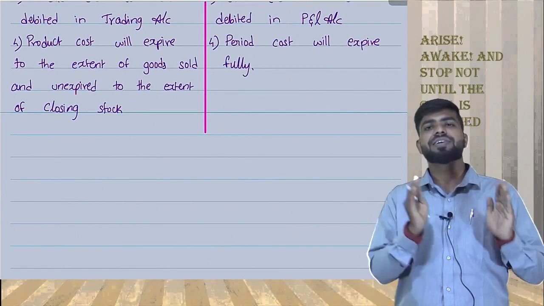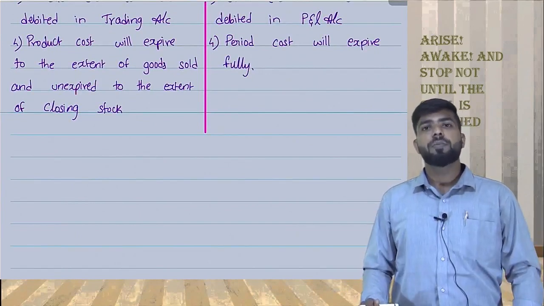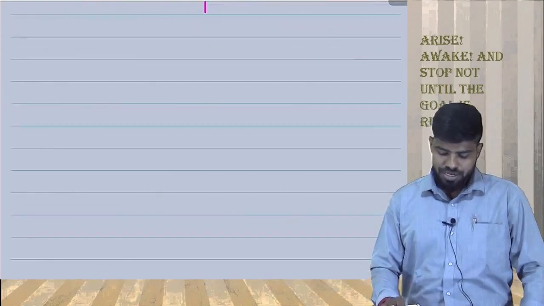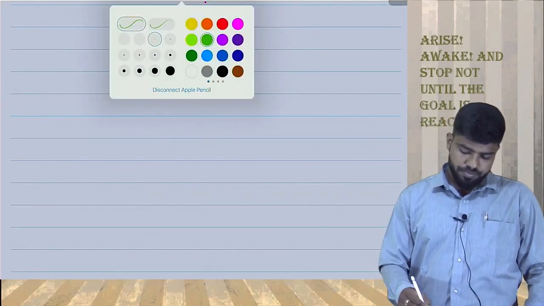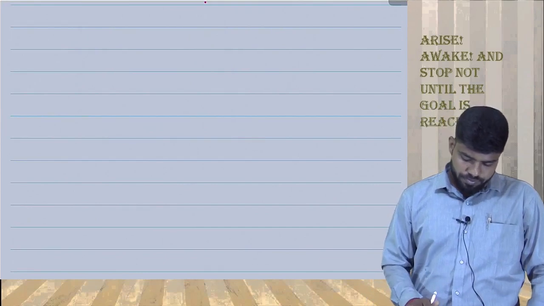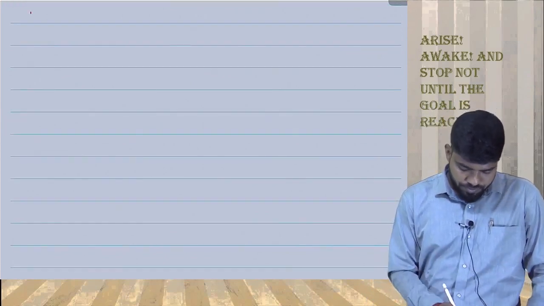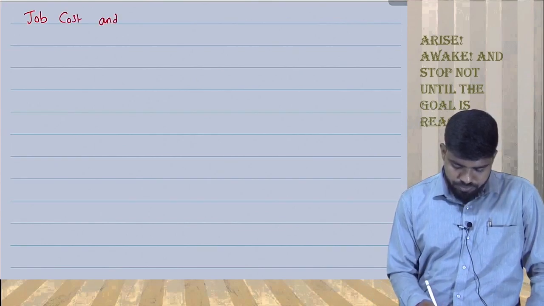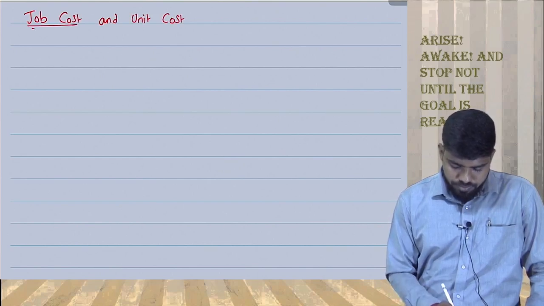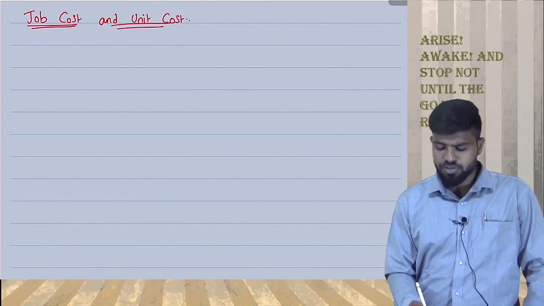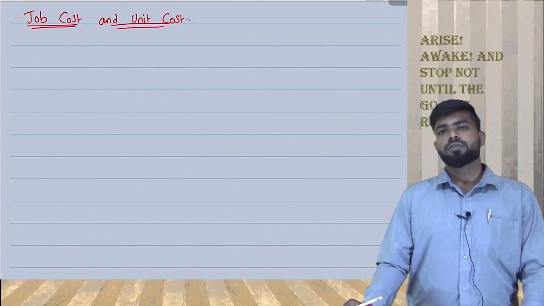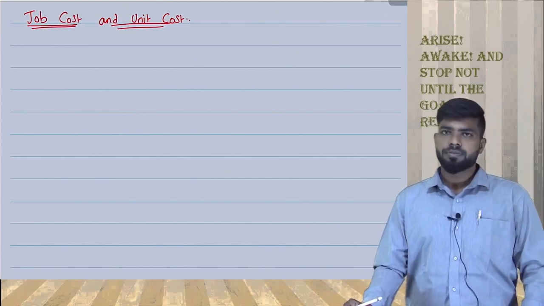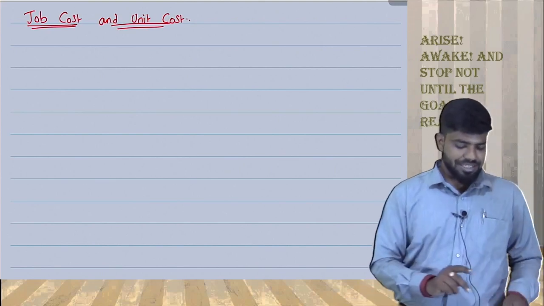So we already copied product cost and period cost. What is the last one in the first slot? Job cost and unit cost. Okay. Let me complete that. Or unit cost and job cost, no problem, anything is fine. Job cost and unit cost, or unit cost and job cost. Okay, now let us understand these concepts here.